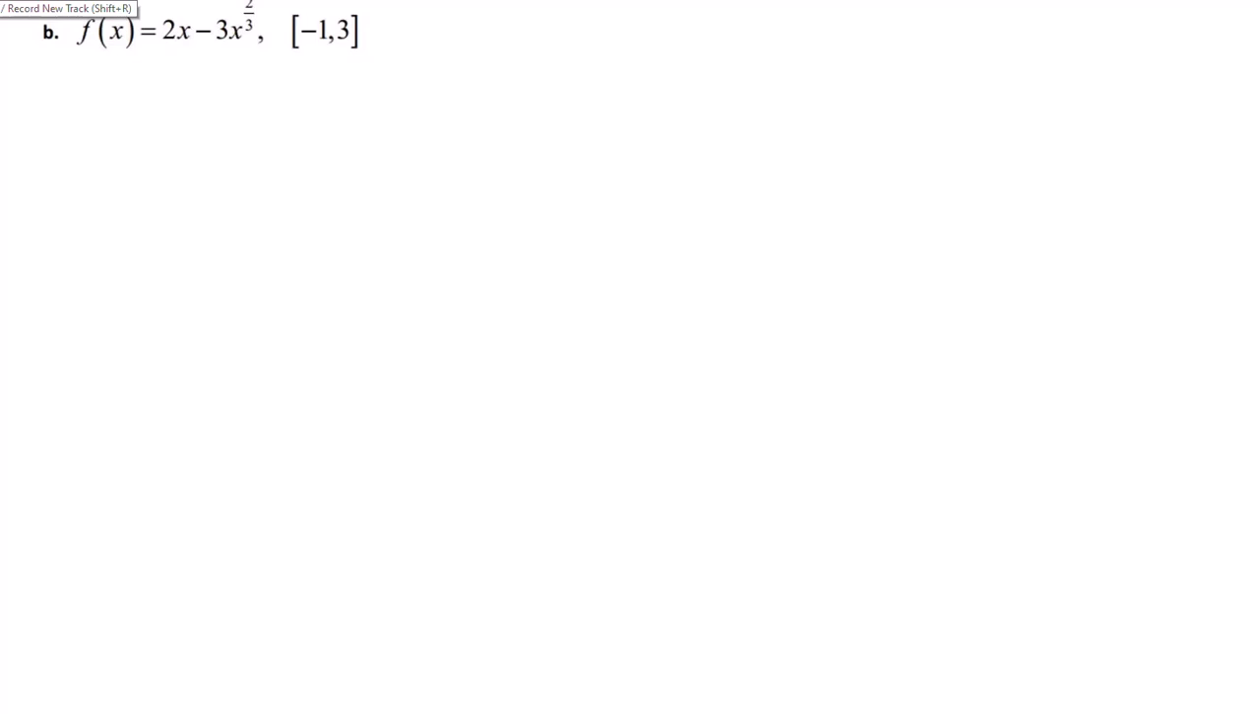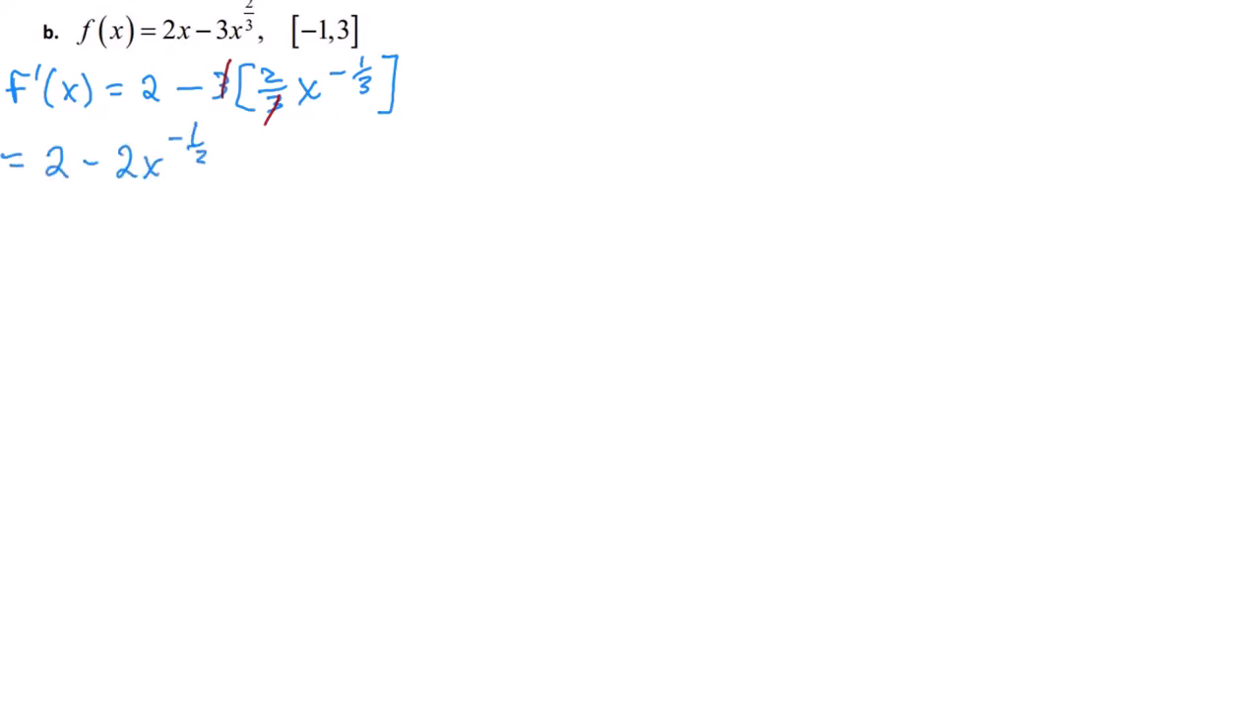All right, let's give this one a try. I've got a fractional exponent here. Those are always fun. So let's get the derivative first. And then let's simplify a little bit. I can cancel those 3's, and that's going to give me this.